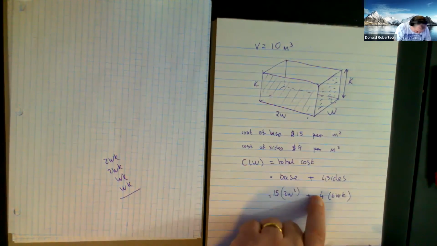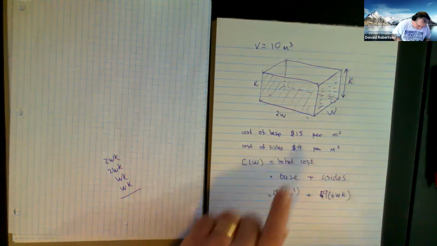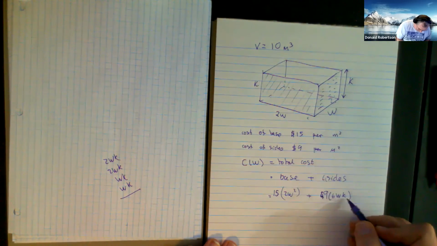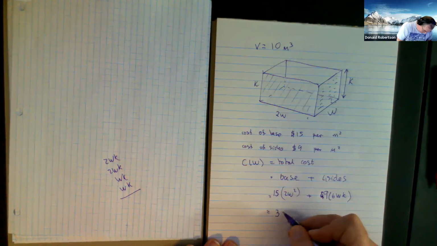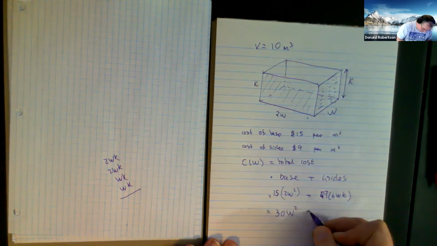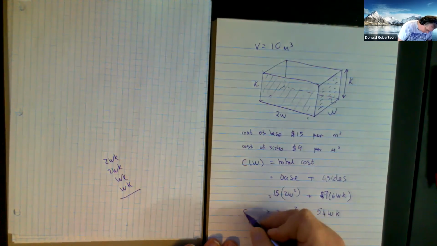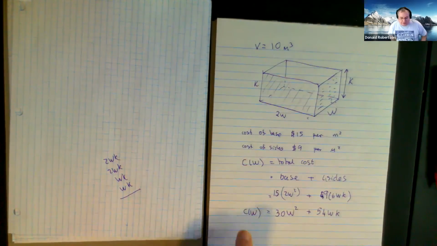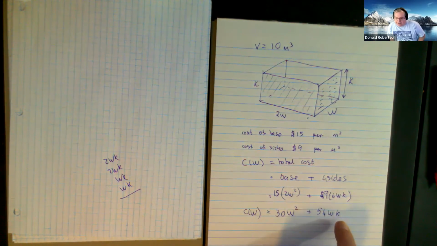But they cost $9 each, right? So $9 for every square meter of this. So I now have 30W squared plus 54WK. So the cost in terms of W is this guy. And there's a guy, K, that needs to be converted into a W. Great. That K has to be W like everyone else.